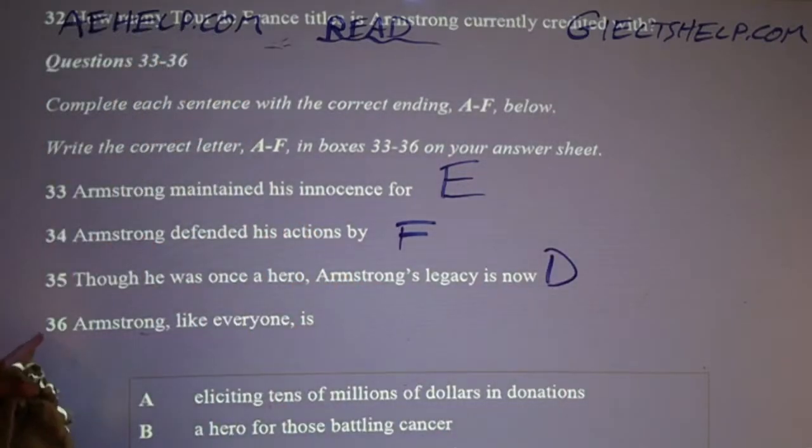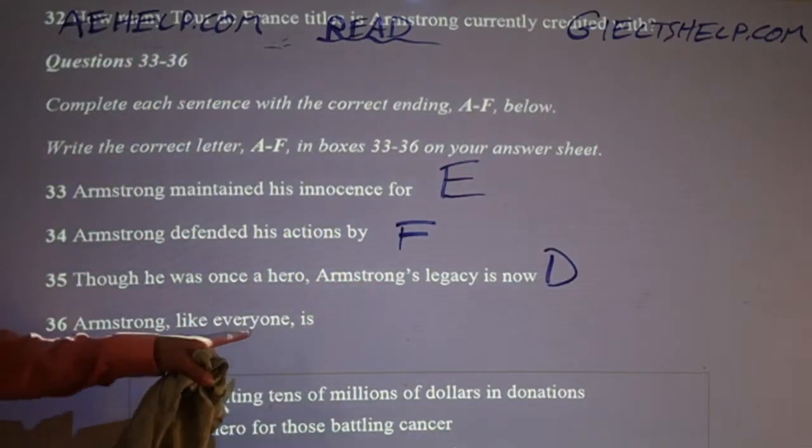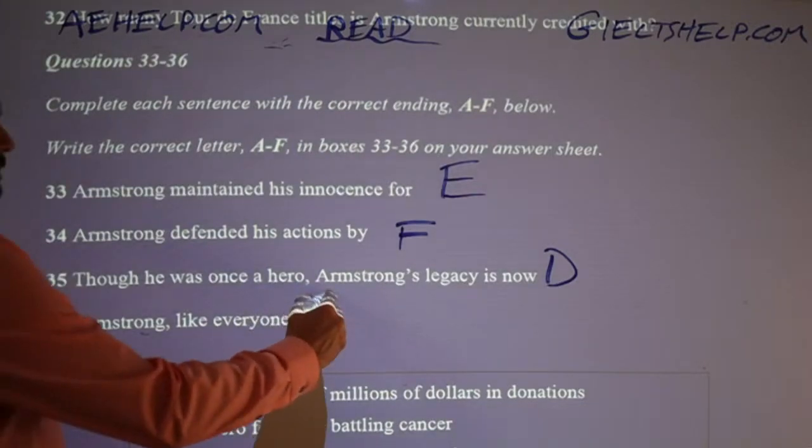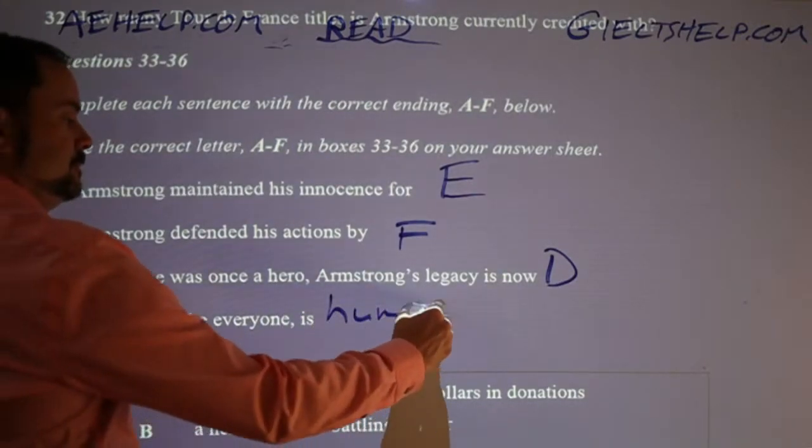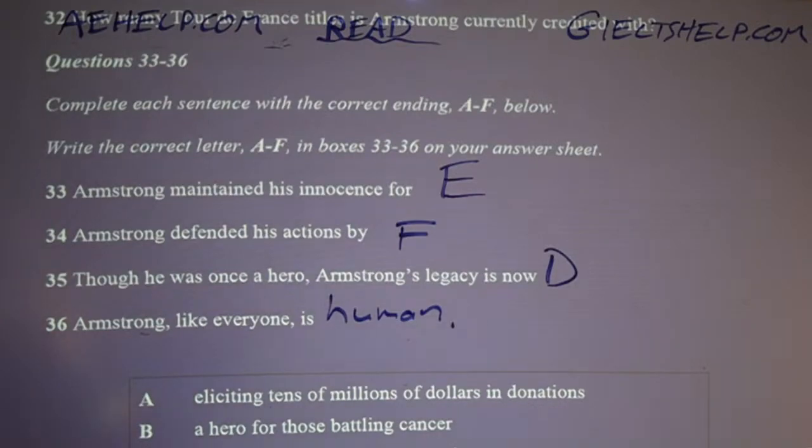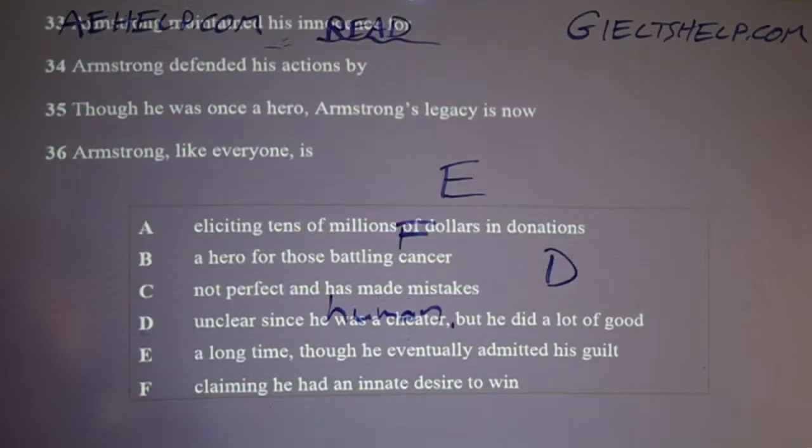And this last one, 36, Armstrong, like everyone, is human. That's how I would answer that one. Okay, and then there I'm looking for the matching answer.